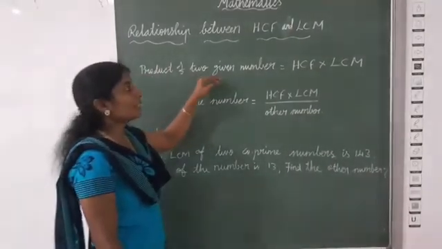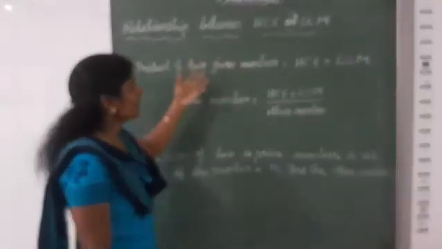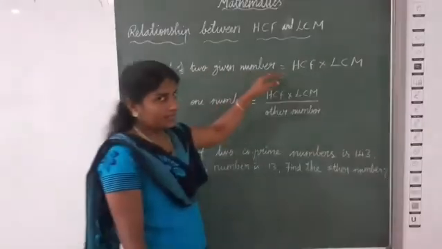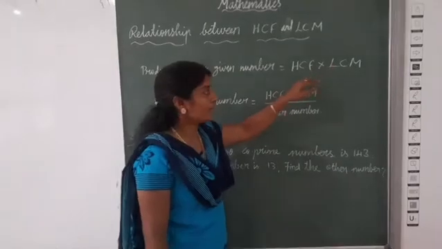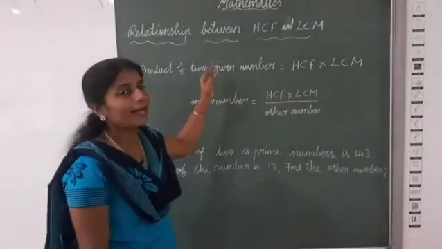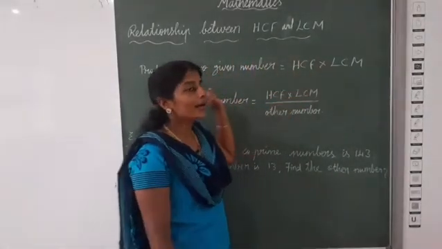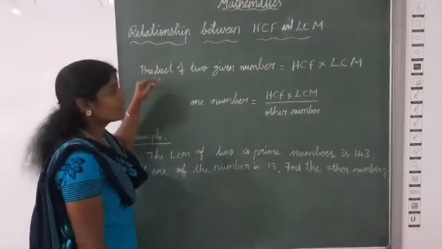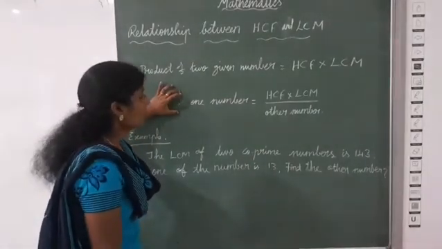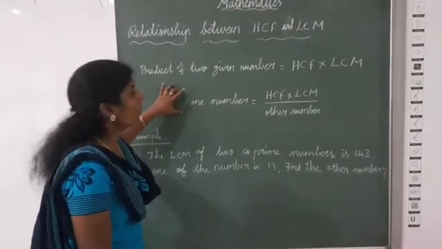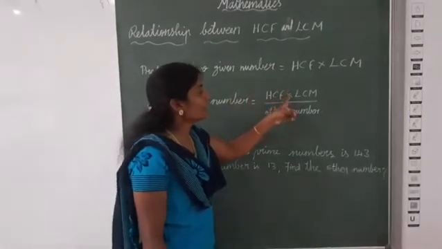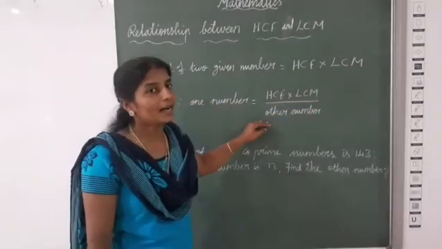Product of two given numbers. Any two given numbers: the product equals HCF into LCM, the HCF of those two numbers and the LCM of those two numbers. Okay, this is the formula. Then if we want to find any one number, one number means HCF into LCM by the other number.